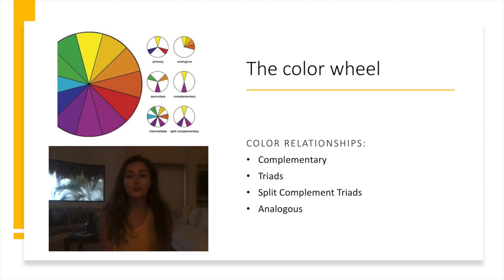So first I'll be going over the color wheel, which begins with the primary colors, which are red, yellow, and blue. And from there we have the secondary colors, which are the colors you get when you mix red, yellow, and blue together. And lastly, there are the tertiary colors, which are the colors you get when you mix the colors on either side of those.